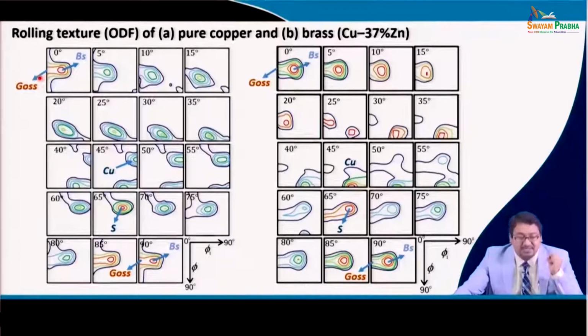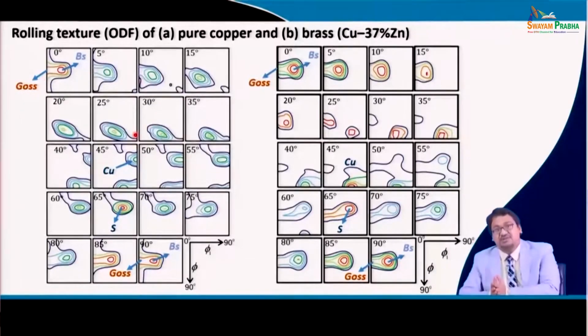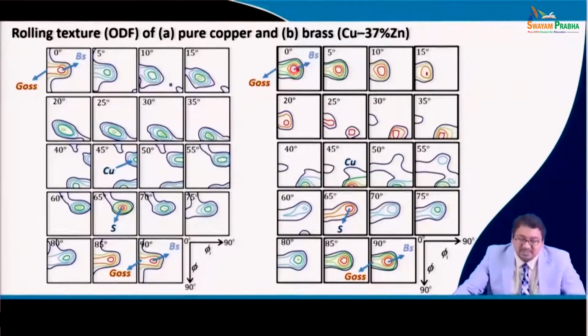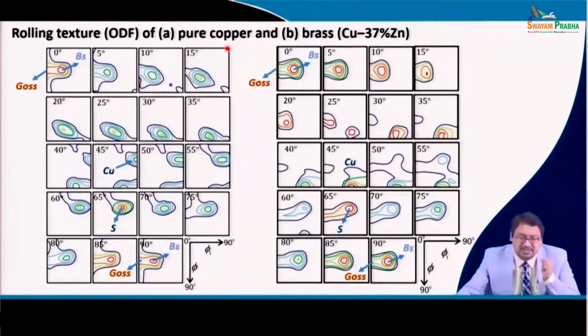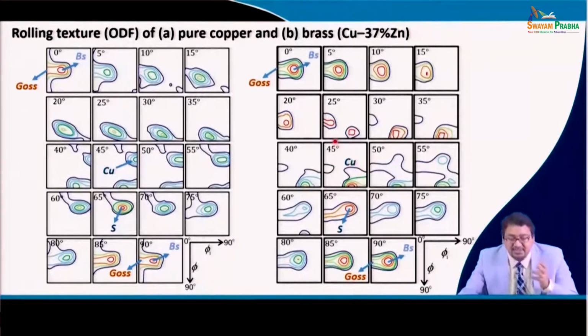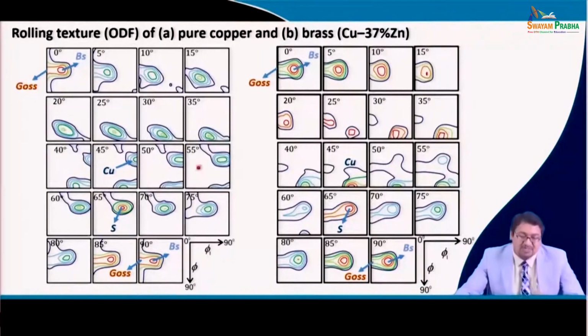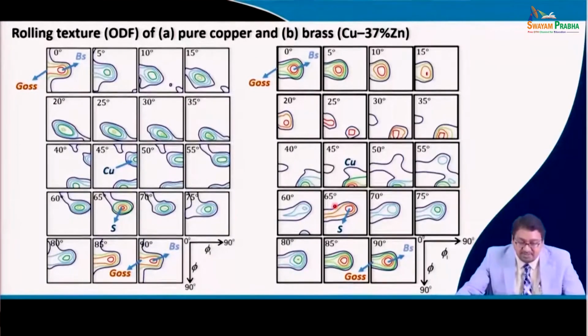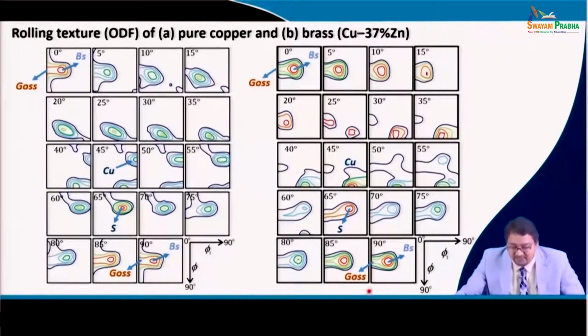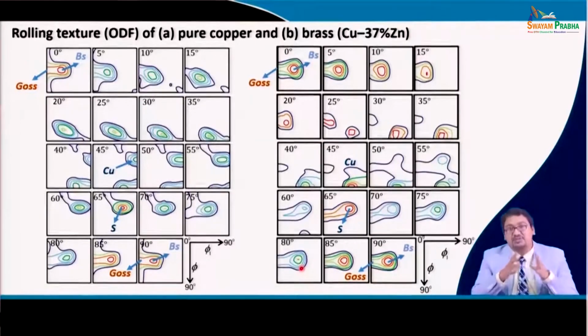On the other hand, you see that in case of the low stacking fault energy material, there is a substantial amount of brass component present in it. So, the brass component is very strong and the gauss is very weak, and then you see that the copper texture has not even formed properly, and you see the S component is there, but it is weaker as compared to the high stacking fault energy material's texture. So, you see that the 90 degree phi 2 section and the 0 degree phi 2 section show exactly identical texture, because of the symmetry of the cubic crystal.